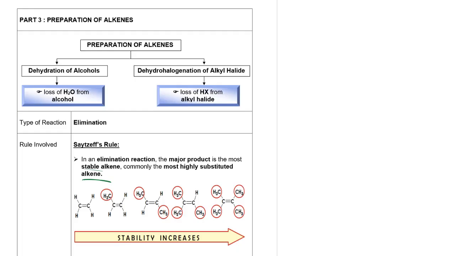Alkene. There are two ways to prepare alkene. The first one is dehydration of alcohol. The second one is dehydrohalogenation of alkyl halide. These are the names of the reactions.